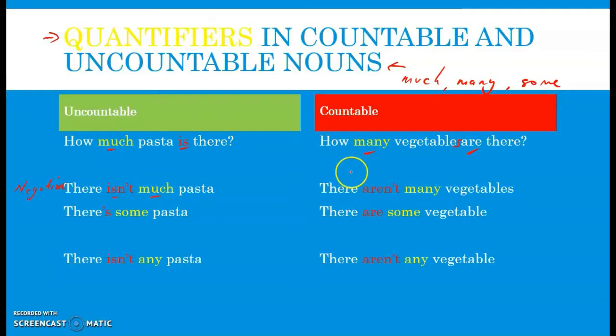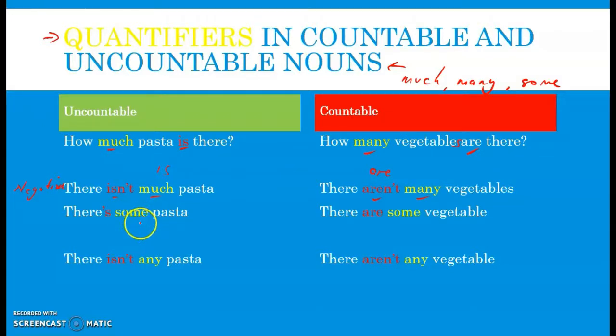On the other hand, for the countable, the quantifier that we use is many, and the verb we use is aren't, because we can count vegetables. So when we can count vegetables, or when the noun is countable, we use the auxiliary verb are. And when the noun is uncountable, we use the auxiliary verb is. Okay, now you can see the difference in terms of the auxiliary verb.